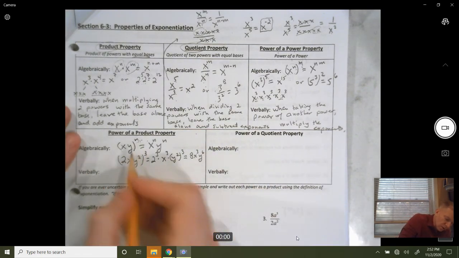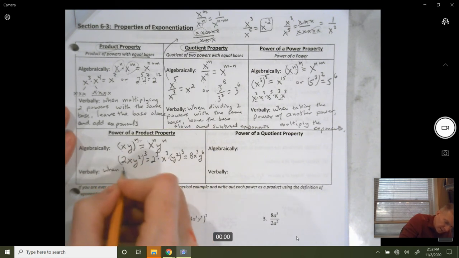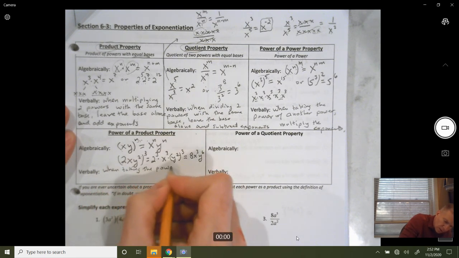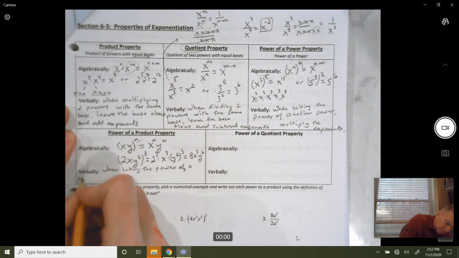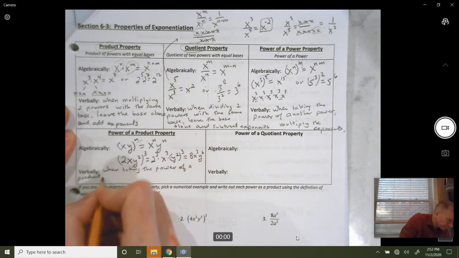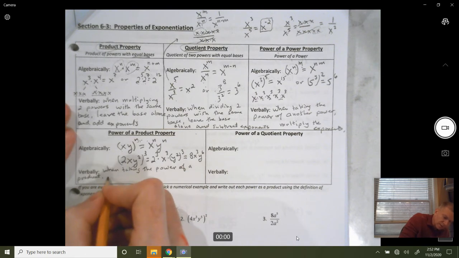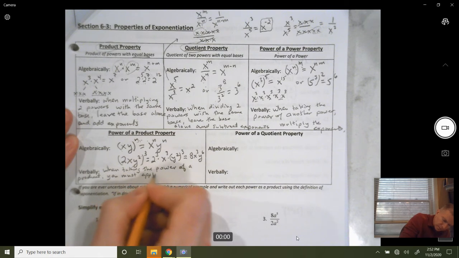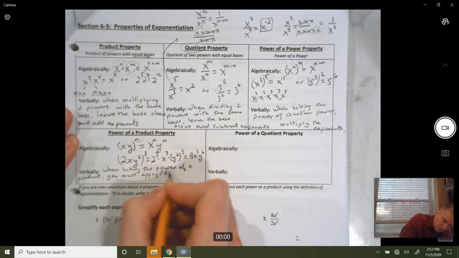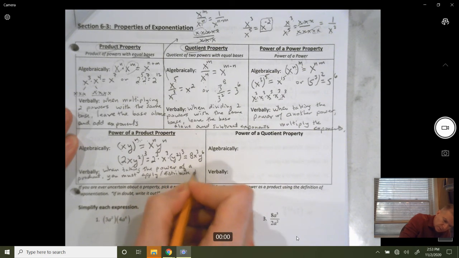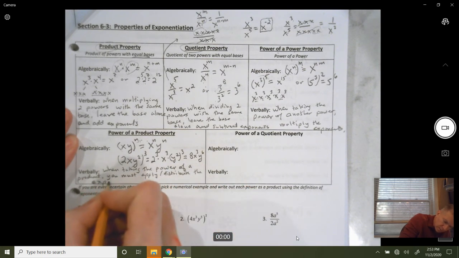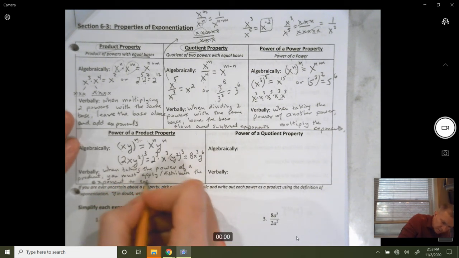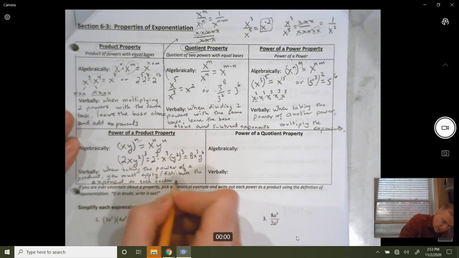And verbally, when taking the power of a product, you must apply or distribute the exponent to each factor in the product.